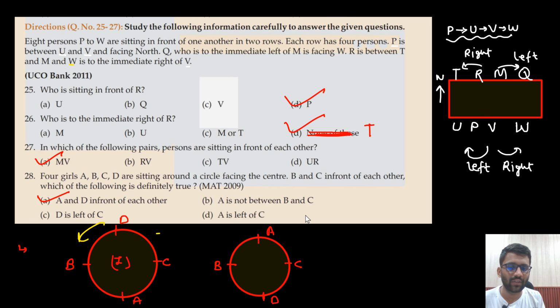A is not between B and C. A is between B and C here. A is between B and C here. This is also definitely true.